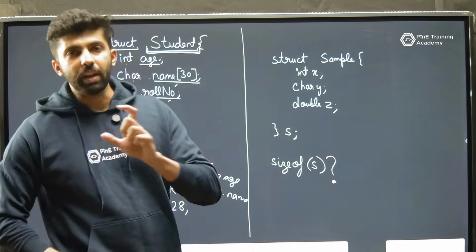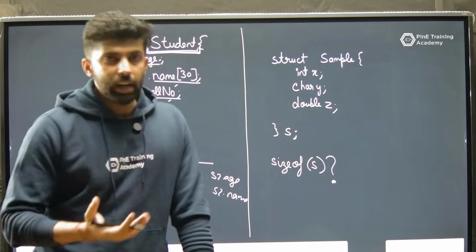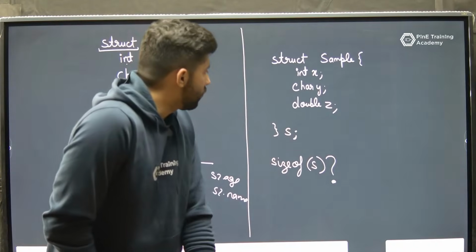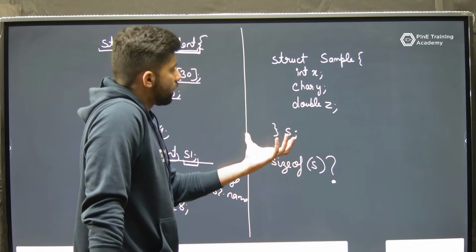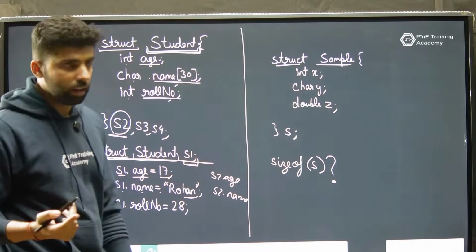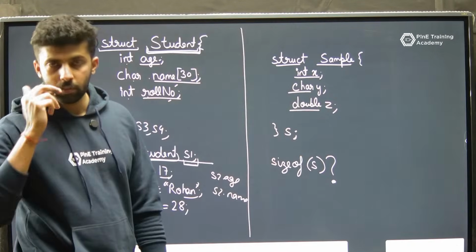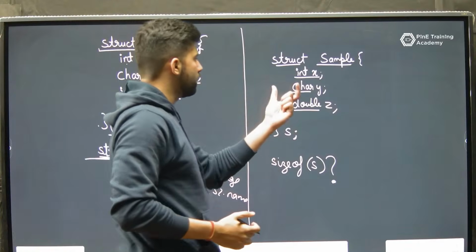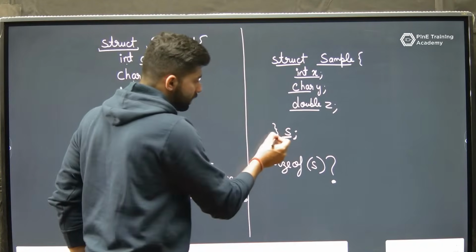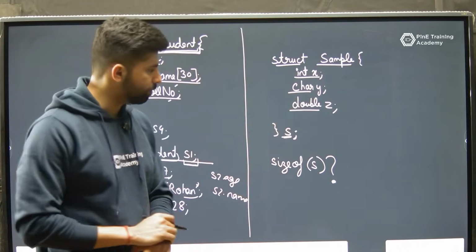Now we come to a very important concept of a structure which causes confusion in many students' minds. Many students give a wrong answer for this particular question when the interviewer asks them. A very simple part. Here I have created a struct sample. In this sample, I have three variables, int, char, and double. Along with this struct, I have created this s variable which belongs to this sample data type.